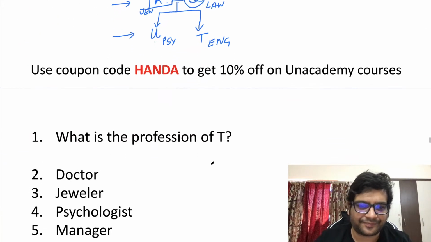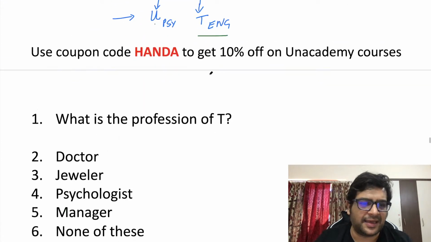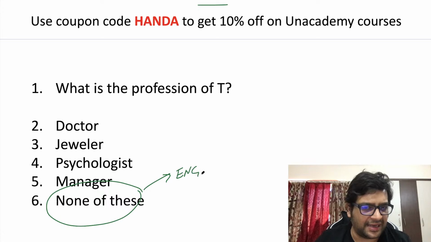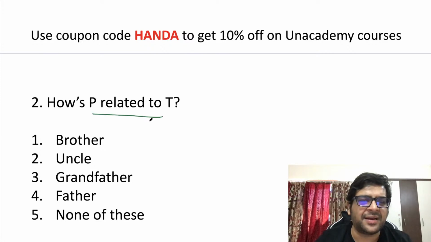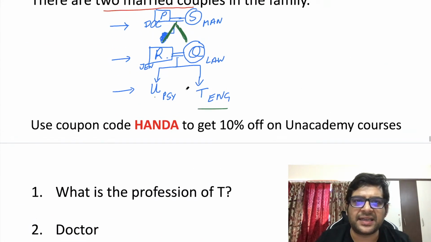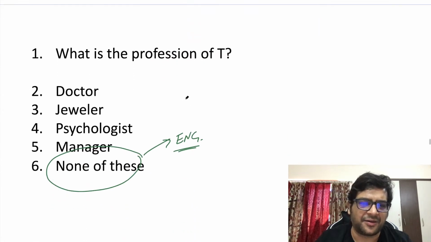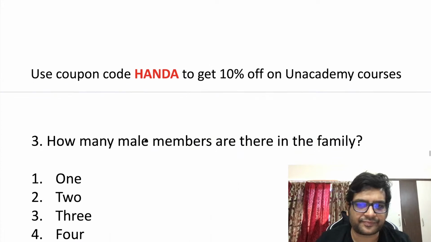Good to see that. Now, what is the profession of T? T is an engineer, and that is not mentioned in the options, so it will be none of these. Then, how is P related to T? See, if P was grandfather of U, they have the same relationship. P will be the grandfather of T. So this is option 3 again.